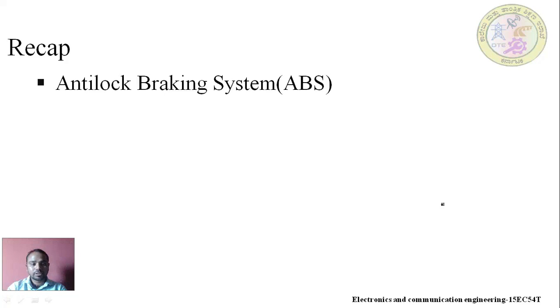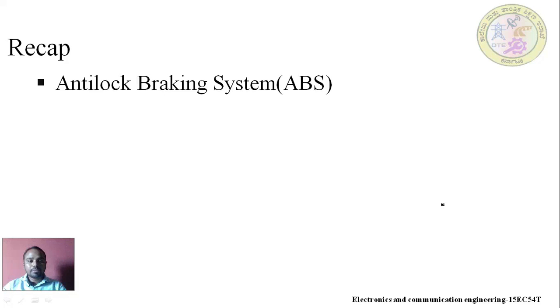Dear students, then what is the purpose of ABS? What is the use of ABS, that is, anti-lock braking system? The name itself indicates it: it will not lock the wheels upon application of the brake. The anti-lock braking system is one of the popular braking systems that has been used in automobiles.